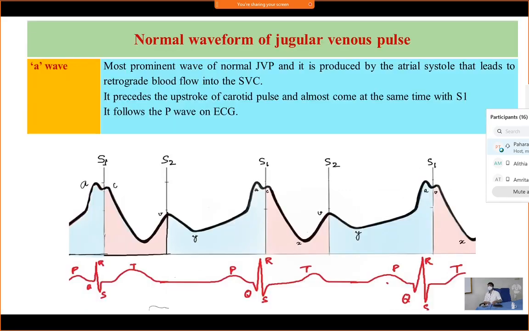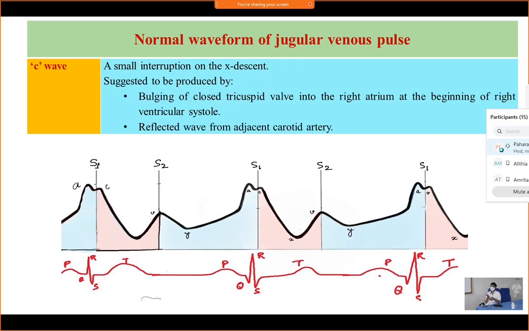Okay. Now, coming to the normal waveforms of the jugular venous pulse, the A wave. This is the most prominent positive wave in the jugular venous pulse tracing. You can see the height. A is always bigger than the V, and it is produced by atrial systole that leads to retrograde flow into the superior vena cava. It precedes the upstroke of the carotid pulse and almost coincides with S1. It follows the P wave of the ECG.